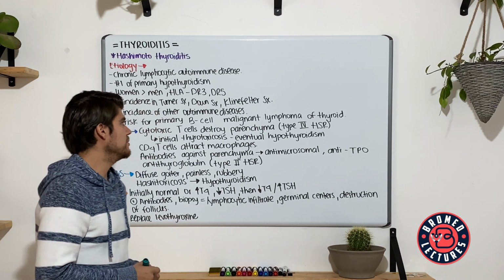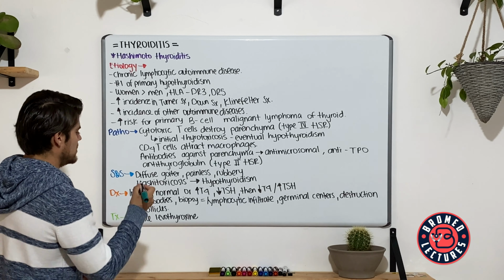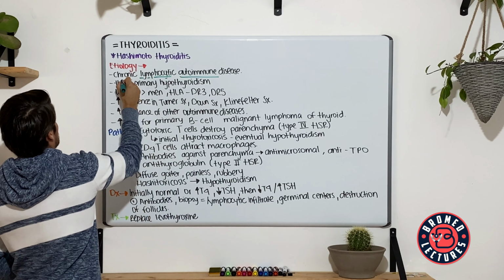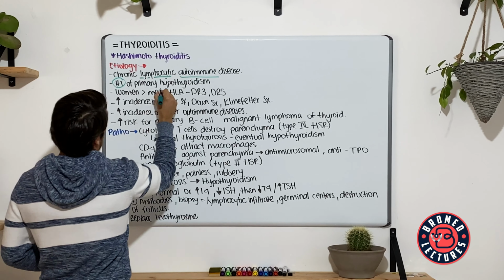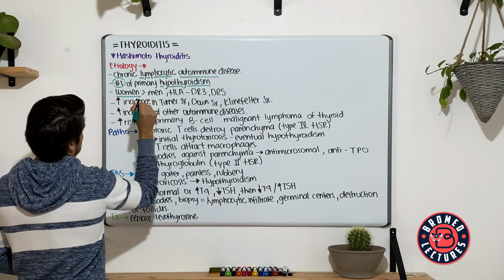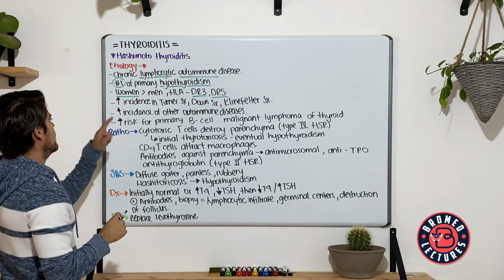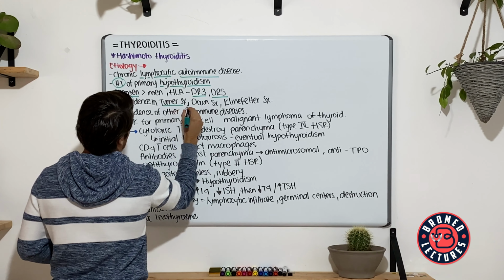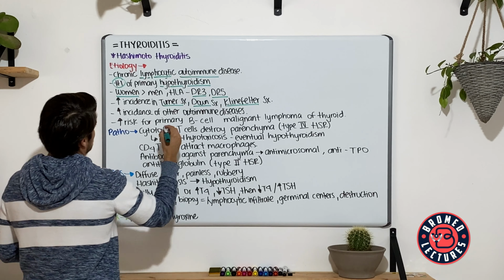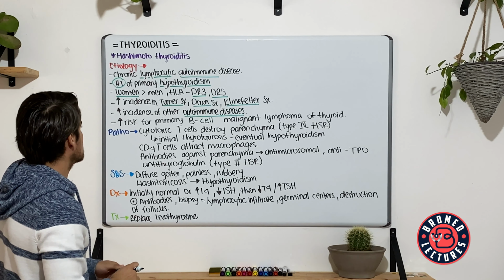Okay, so let's continue with Hashimoto thyroiditis. This one, as we mentioned, is a chronic lymphocytic autoimmune disease, okay? It is the number one cause of primary hypothyroidism and hypothyroidism as a whole. It is usually more seen in women. The HLAs related are DR3 and DR5, okay? It has a higher incidence in these syndromes, Turner, Down, and Klinefelter, and it has a high incidence of other autoimmune diseases, okay? Pernicious anemia, vitiligo, diabetes mellitus type 1, etc.